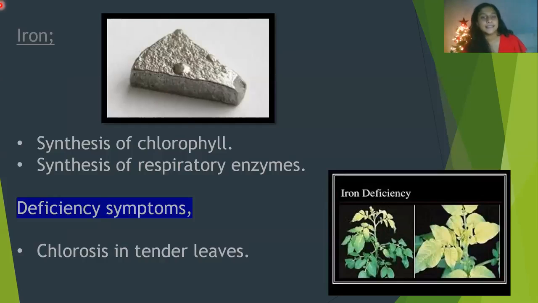Iron, synthesis of chlorophyll and synthesis of respiratory enzymes. Deficiency symptoms are chlorosis in tender leaves, right? Tender leaves, not in mature leaves. In an iron deficiency, it always happens chlorosis in tender leaves, right? You all can see in this tomato plant, the tender leaves have turned into yellow in color.